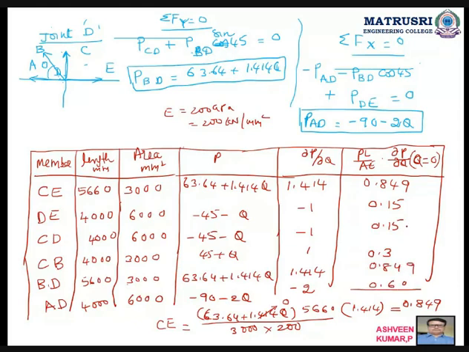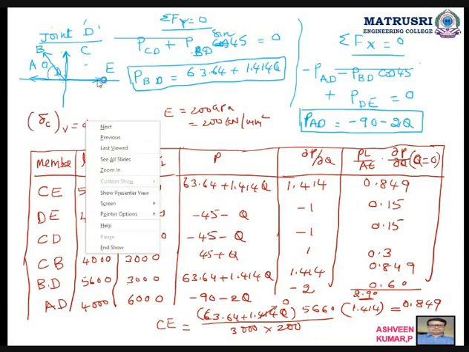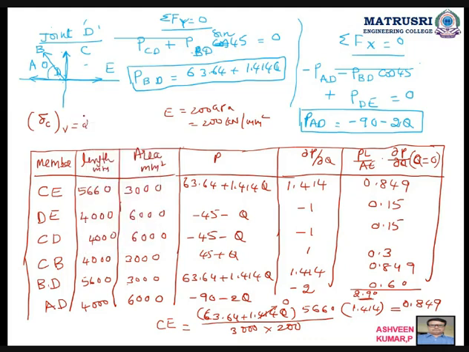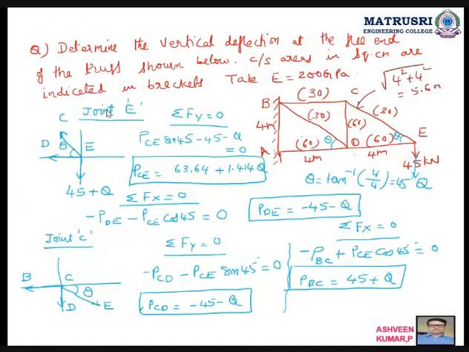You add all these things. When you add all these things, you will get some 2.90. So our answer is delta C vertical is equal to 2.9, so 2.90 mm. This is your final answer. Okay.